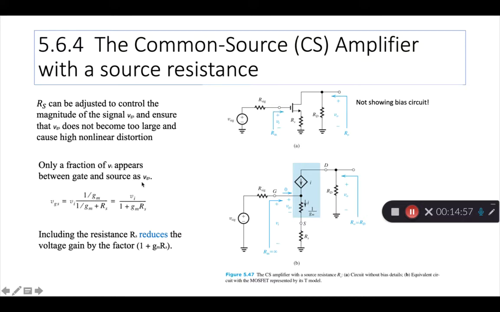Only a fraction of Vi appears between gate and source as VGS. Whatever is Vi, only a part of that appears here, and that's what gets amplified. So VGS equals Vi times this factor, which is always less than 1, and you can write it as this. So including the resistance RS reduces the voltage gain by this factor, 1 plus gm RS. It reduces the gain factor.